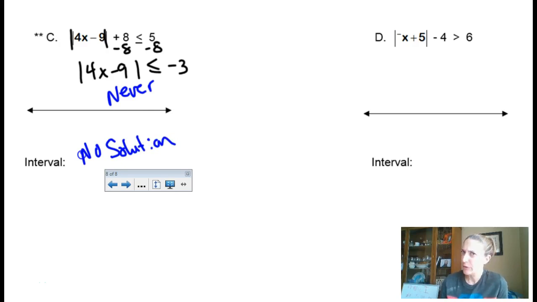So don't write 0 because 0 is a number. The words no solution is what I'm looking for. So if only I put stars around every question that was weird, that'd be nice.